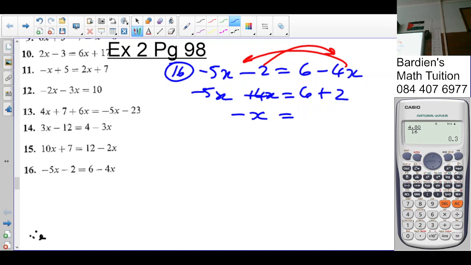What is 6 plus 2? 8. So, did they ask you to solve negative x or did they ask you to solve x? X. So you need that x to be positive. So I divide both sides by negative 1. So that will cancel. So x is equal to what's positive divided by negative? 8 divided by 1. So I was right. X is equal to minus. Not an O, it's an X.